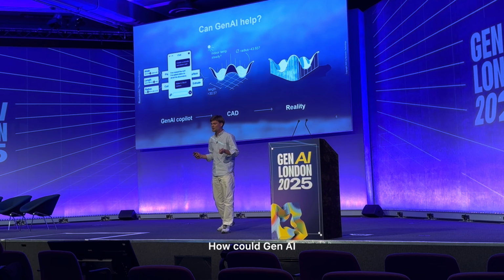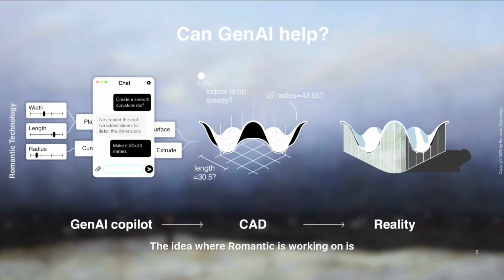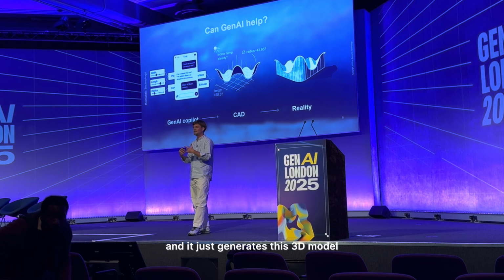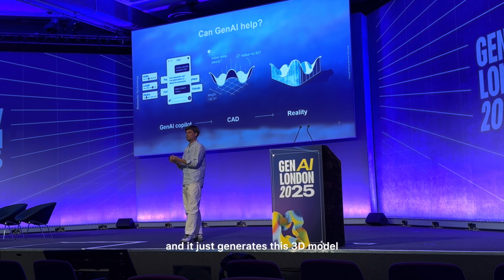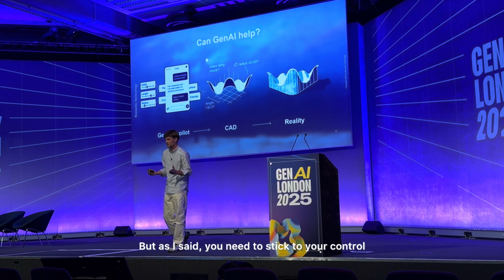So the thing is, how could Gen AI look here to solve this problem? And the idea Romantic is working on is that you have a Copilot with natural language. You can create your thought, right? You have it in your head. You just put it out there, similar to the artist we just saw, but now in architecture, and it just generates this 3D model, but in the right way.